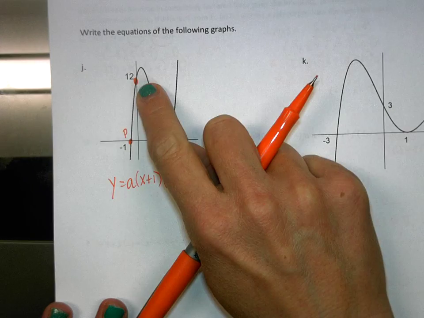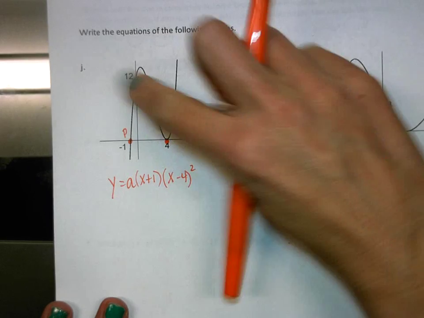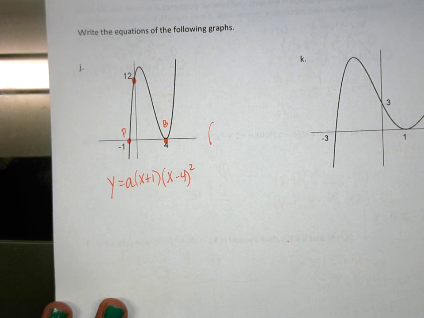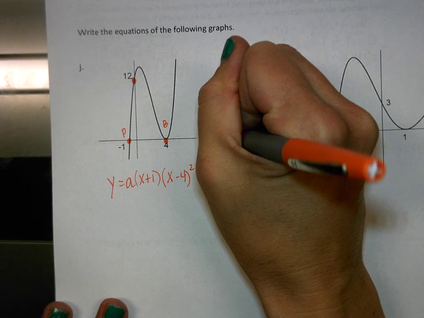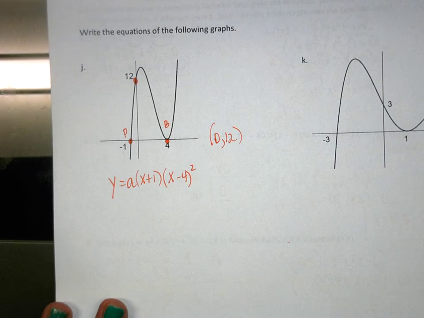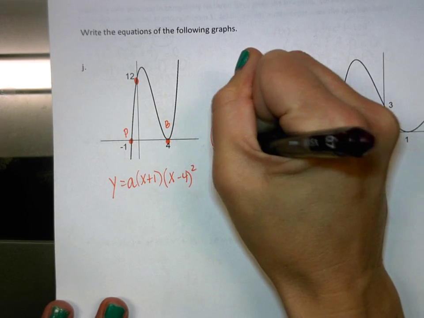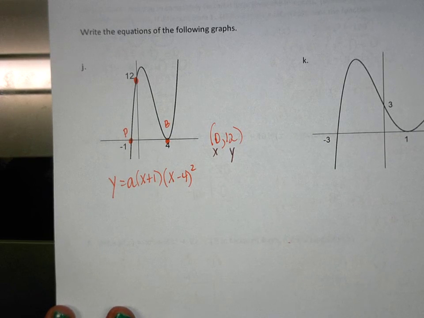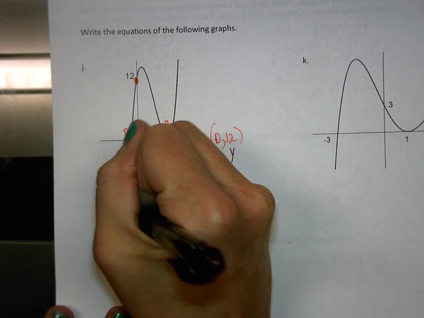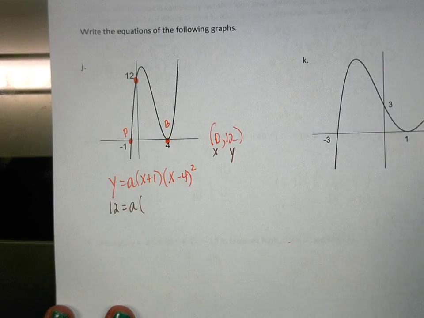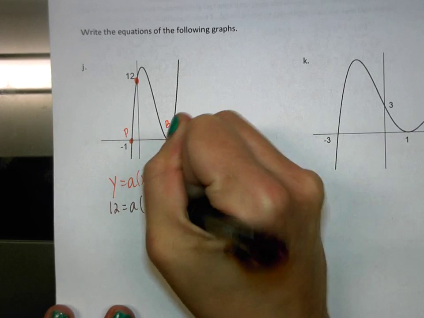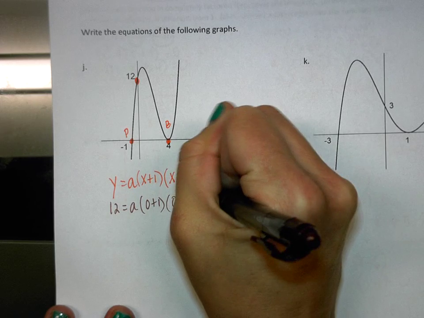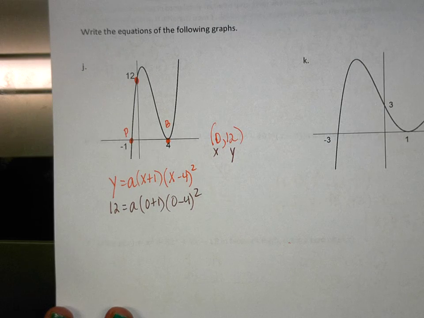I use my y-intercept. And what is this as an ordered pair? 0, 12. Good. I also like to write here x and y to kind of help myself out. And so we're going to plug in these numbers in here and solve for a. So 12 equals a parenthesis 0 plus 1 and 0 minus 4 squared. Is everybody okay with that? So my variable is a. We're going to solve for a.